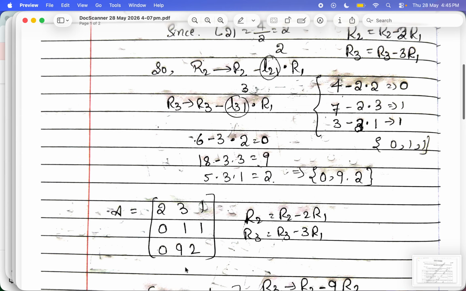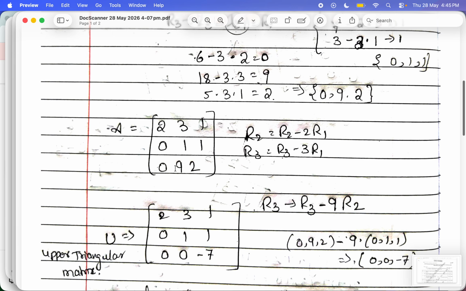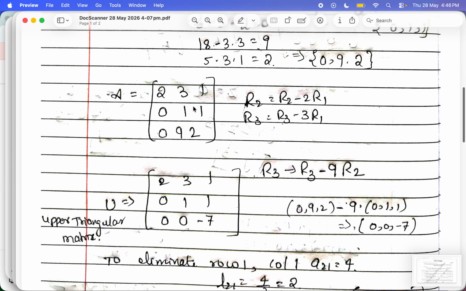So these two rows I am replacing in the given matrix A, that is R2 will be 0 1 1 and R3 will be 0 9 2. Now the next agenda is to make 3 2 as 0. The value is 9 here. If we use this row R2, it will be easy. So the formula will be R3 minus 9 into R2. When you apply this formula to these two rows: 0 minus 9 into 0 is 0, 9 minus 9 is 0, and 2 minus 9 is minus 7. So 0 0 -7 will be our final row, and here all the lower values are 0.